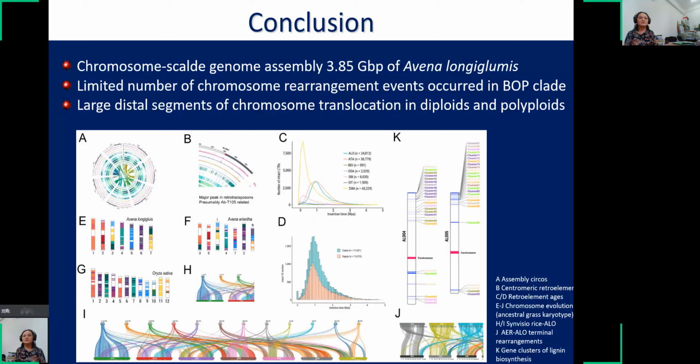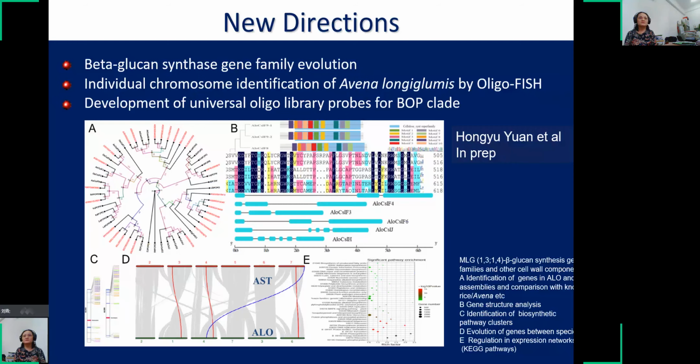By syntenic comparison, we could identify a rather limited number of chromosome rearrangement events that occurred within the BOP clade, including about half the grass species. A remarkable feature of the Avena genus is the translocation of large distal segments of chromosomes in both diploid and polyploid species. Future directions include beta-glucan synthesis gene family evolution, and individual chromosome identification by oligo-FISH for Avena longiglumis and BOP clade grasses.